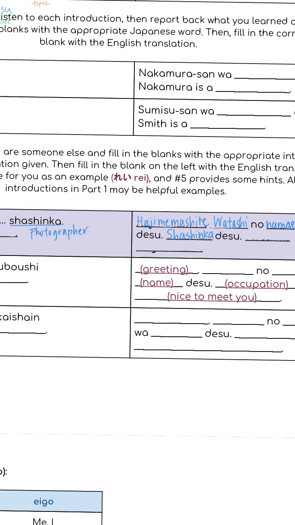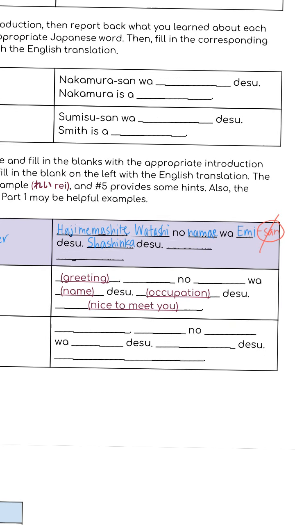Shashinka desu. Okay. Recap. Hajimemashite. Watashi no namae wa Emi desu. Shashinka desu. And then we end off our introduction with yoroshiku onegai shimasu. Yoroshiku onegai shimasu. Kanpeki desu. Yoku dekimashita.